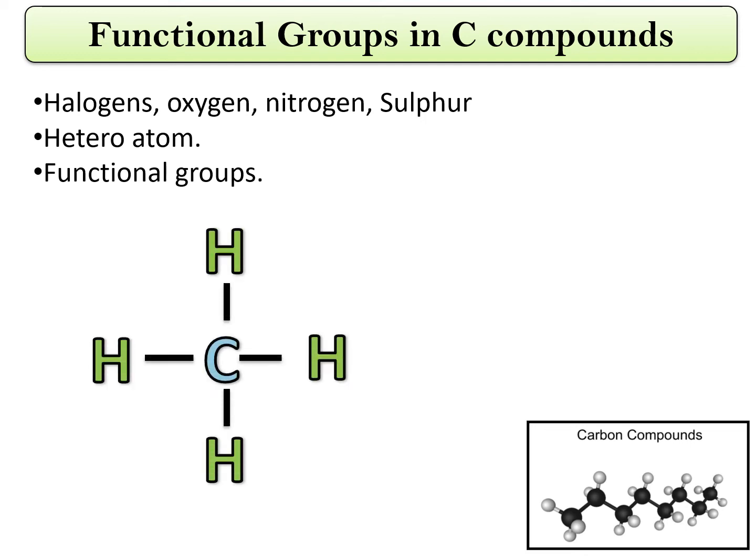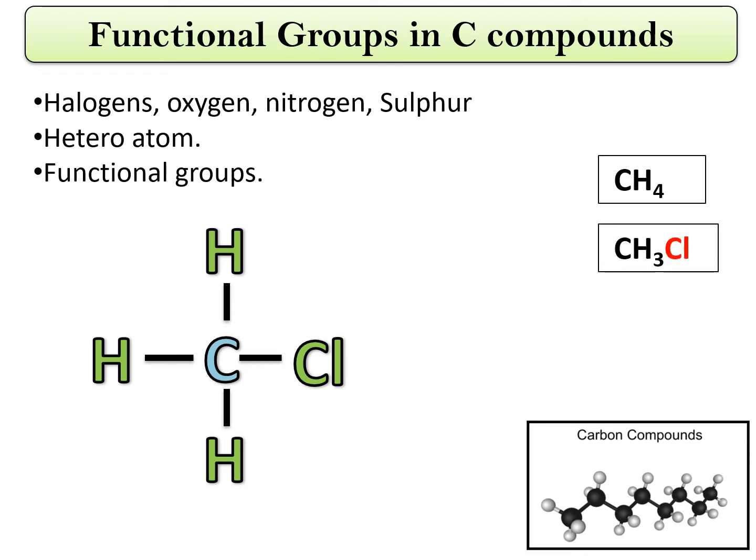For example, if I take this hydrogen, this is nothing but your simplest hydrocarbon, methane. Here, all the four valencies are fulfilled by hydrogen. But in some cases, one of the hydrogens is eliminated and another heteroatom or a functional group is added. Here, I have added the halogen Cl, that is chlorine. So I get the compound CH3Cl.